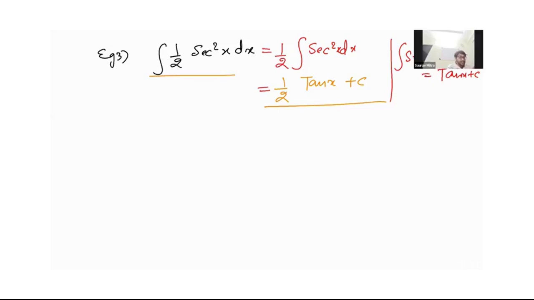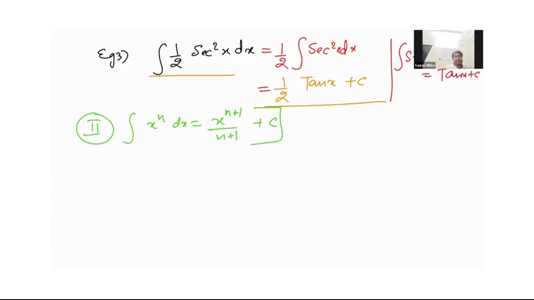Now let's check another property. Our type 2 property is the integration of x to the power n dx, which will be x to the power n plus 1 upon n plus 1 plus c. That we have used, but we will see more applications of this.